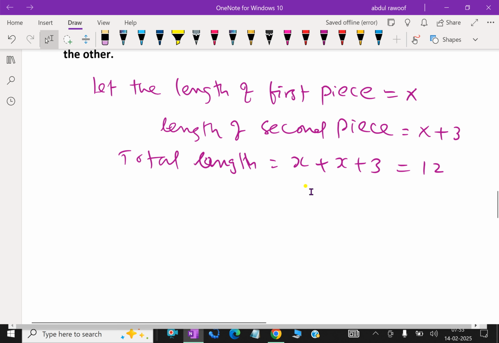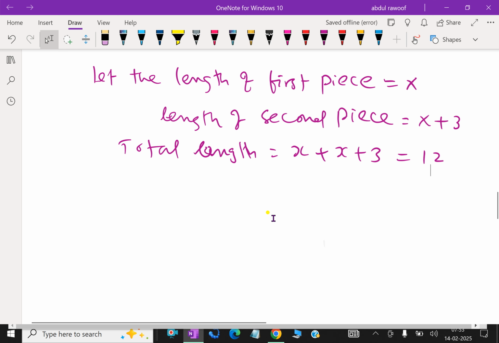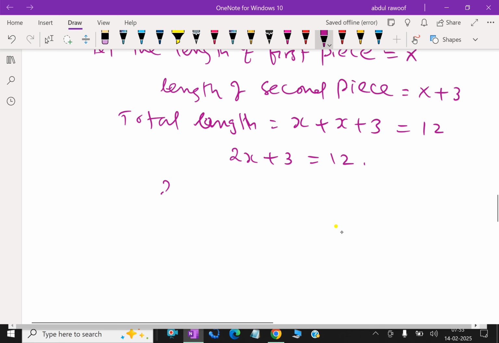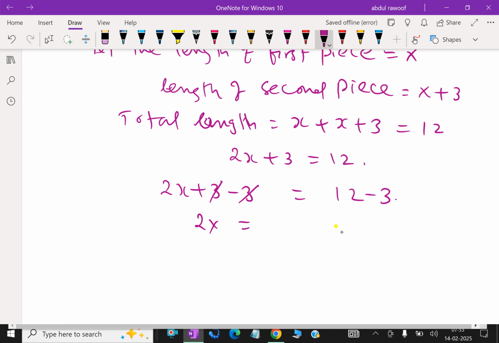You know the simplification of this simple equation. Add the variables, x plus x is 2x, plus 3 equals 12. Then on both sides we have to subtract 3. What happened? Look here. That is 2x plus 3, here 12. Both sides subtracting the same number. Then plus 3 minus 3 cancels. This gives 2x equals 12 minus 3, which is 9.